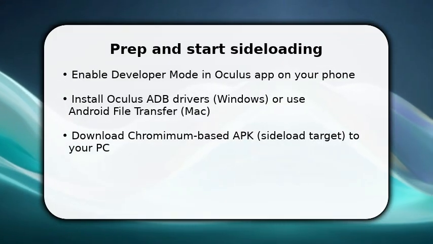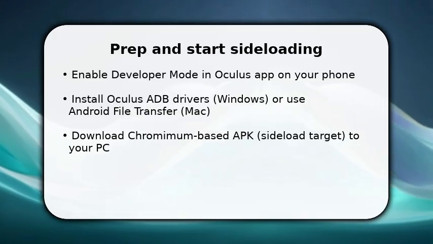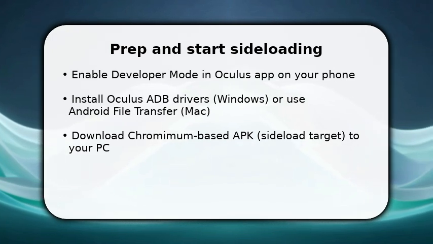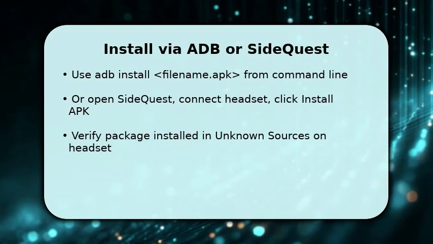Now locate the Chromium-based APK you downloaded. You will push that file to the headset in the next step. You'll now install the APK using either ADB or SideQuest.